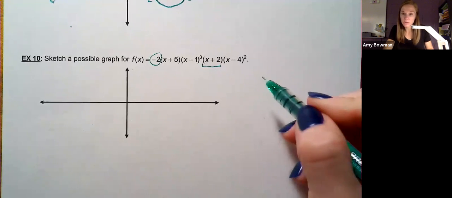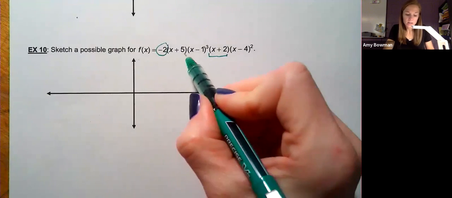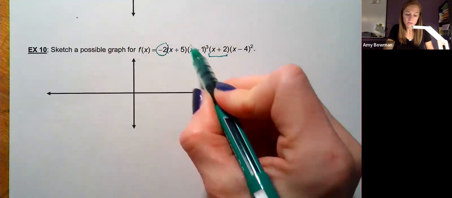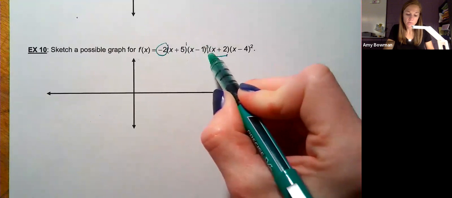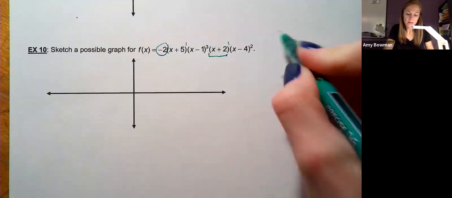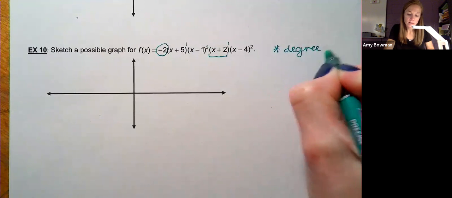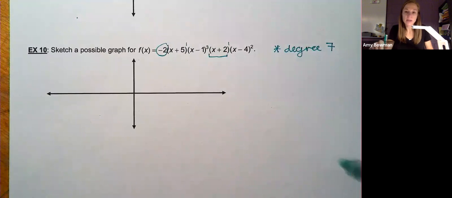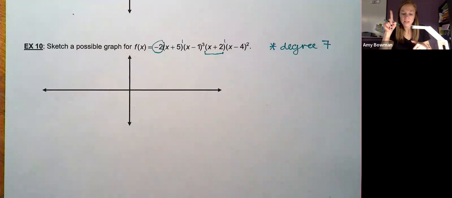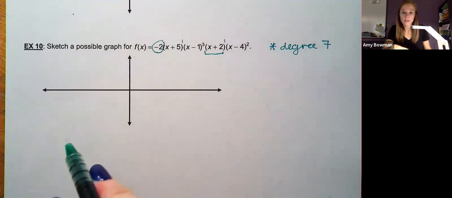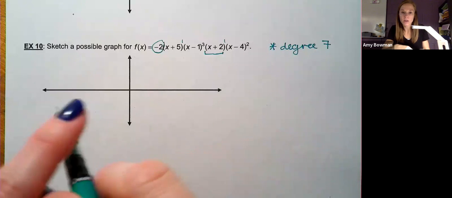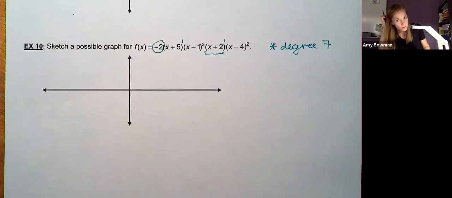Okay, the first thing I want to do is figure out the total degree here. So my total multiplicity is 1, 2, 3, 4, 5, 6, 7. So this is a total degree of 7, which means my end behavior is going to be opposite. So it's going to start down here, end up here, or the opposite of that. So you need to determine where it is going to start and end.